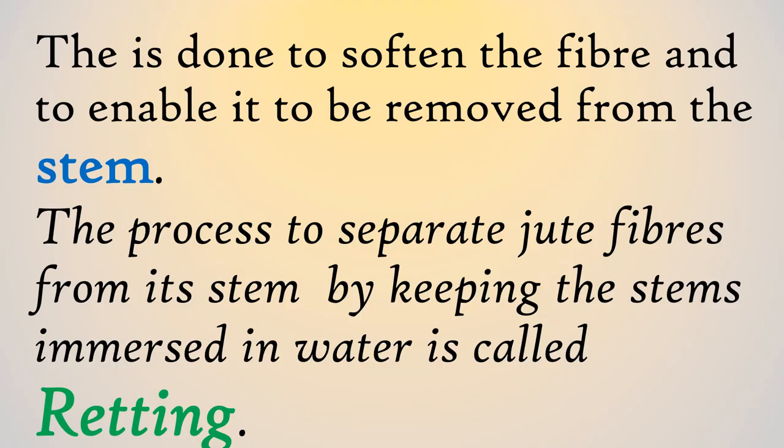Similarly, it is given here that the jute plant is immersed in water to soften the fiber and to enable it to be removed from the stem. The process to separate jute fibers from its stem by keeping the stems immersed in water is called retting.